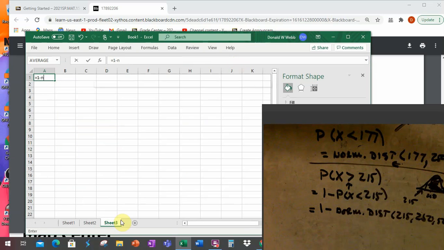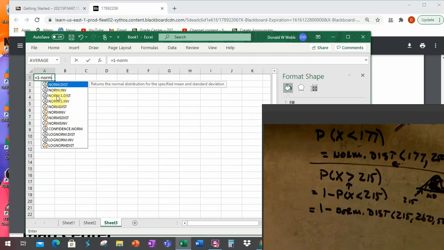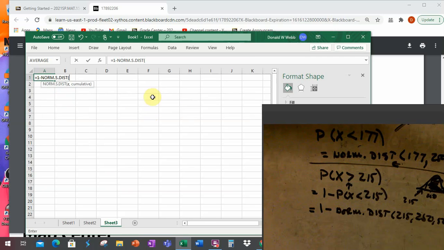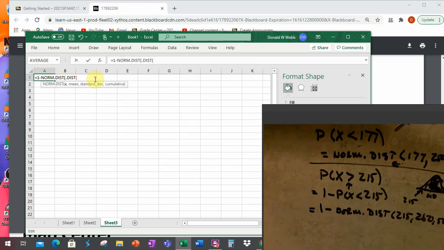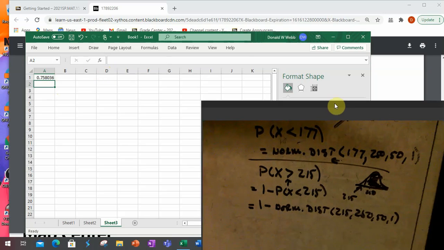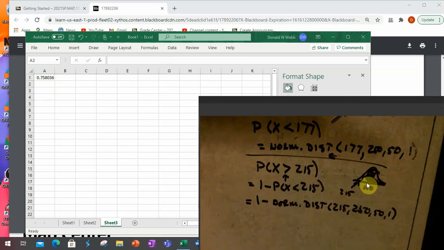Equals 1 minus norm.dist. So it's going to come up here. Be careful with that. I want the norm.dist. The x value, that's the 215, my 250, my 50, and always do the accumulate, and that would be 0.758036.